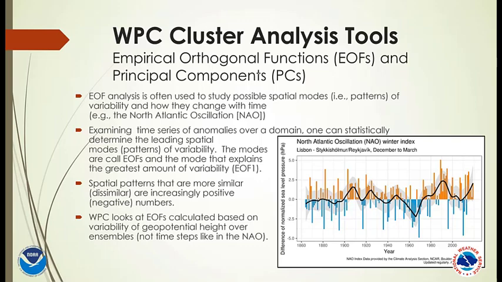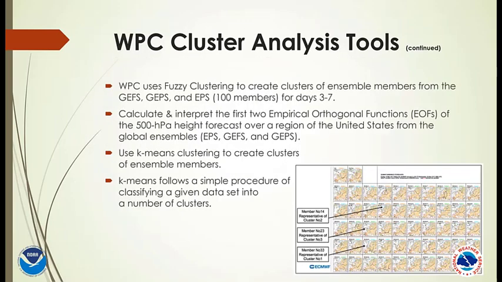WPC, though, because the NAO is done over a time series, instead of using a time series, looks at the variability of the geopotential height at 500 millibars, but not with time, rather across the different ensembles. So they use what's called a fuzzy clustering to create the clusters, I love that, of ensemble members from the GFS, the Canadian, and the European ensembles, and there are approximately 100 members for days 3 through 7.